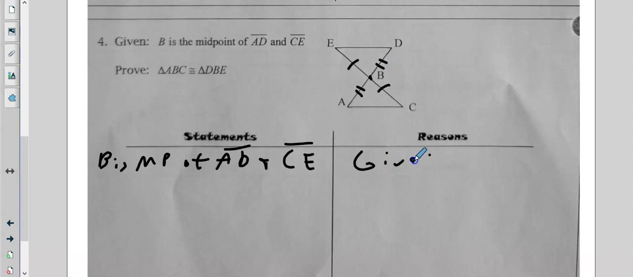This is given. What do I always mark when I can? I mark the vertical angles. And I'm going to use this verbiage because B is in the middle.